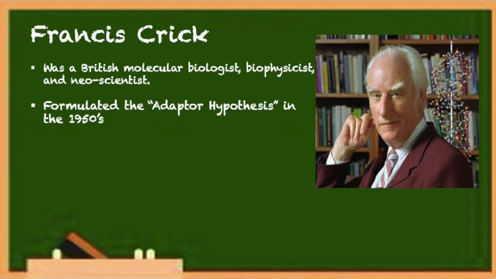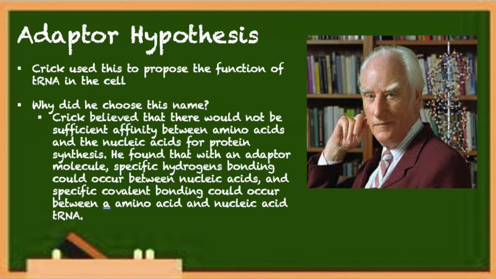Francis Crick was a British molecular biologist, biophysicist, and neuroscientist. He formulated the Adaptor Hypothesis in the 1950s. Crick used this hypothesis to propose the function of tRNA in the cell.